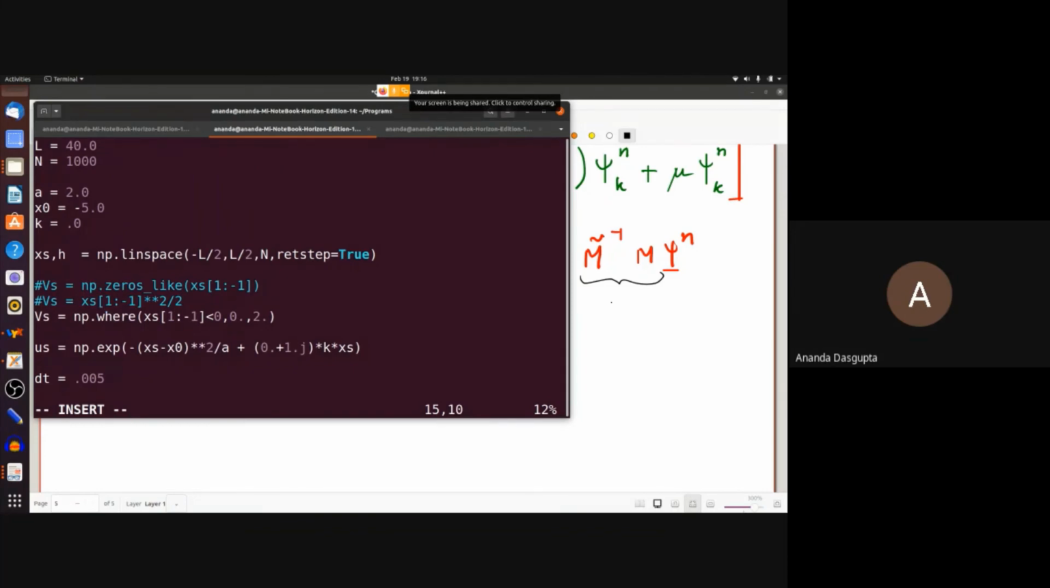If you don't, it's just a simple utility function in NumPy which allows you to ask this question. In the array XS, not the whole array, I'm taking the slice which leaves out the beginning and the end term. Is XS negative? If the element is negative, put in 0. If it's not negative, put in 2. So basically you ask a question: if the answer is yes, you put in the first answer; if no, the second. So this is an array which is 0 for x negative, 2 for x positive. So it's a step.